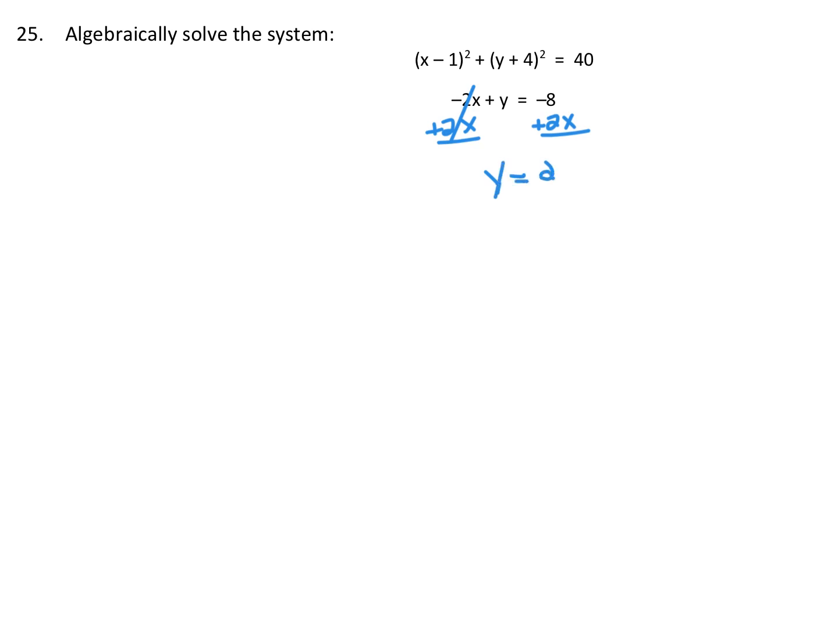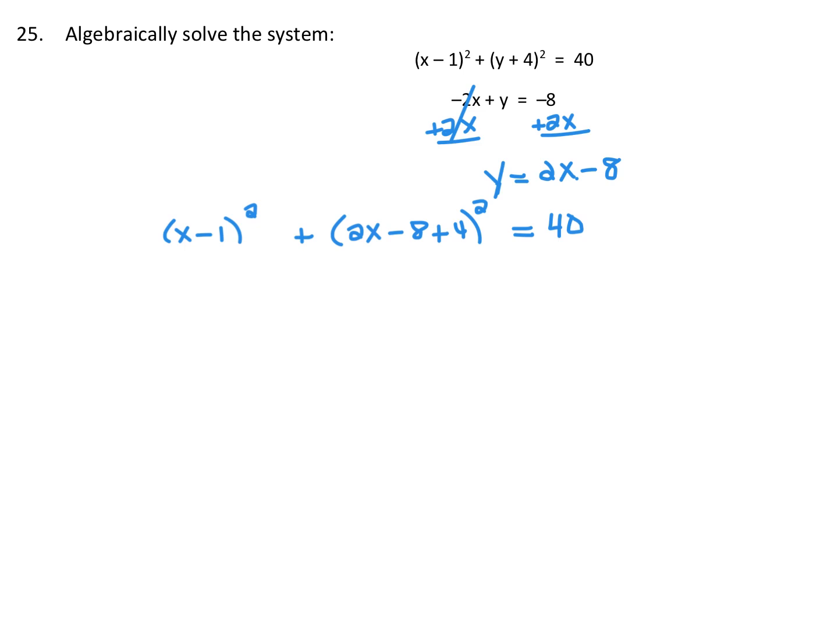All right, now since y is equal to 2x minus 8, can't we take that 2x minus 8 and substitute it in for y into the other equation? Okay, so see what this y is? Instead of writing y, we're going to write 2x minus 8. So what I did was I brought down the x minus 1 squared, the plus sign. I replaced this y with a 2x minus 8, and don't forget about that plus 4 in there as well. And then I just put everything else down.